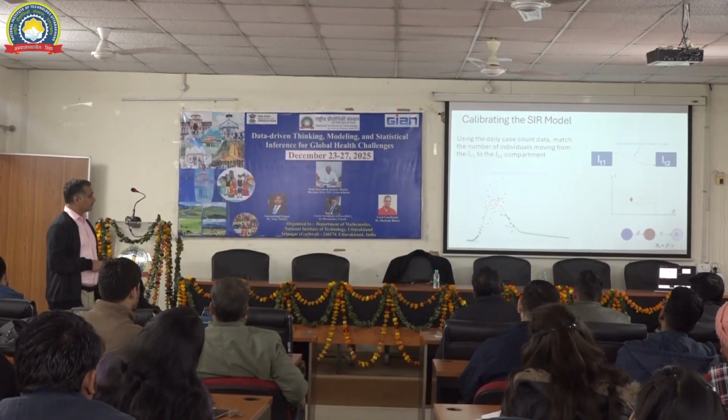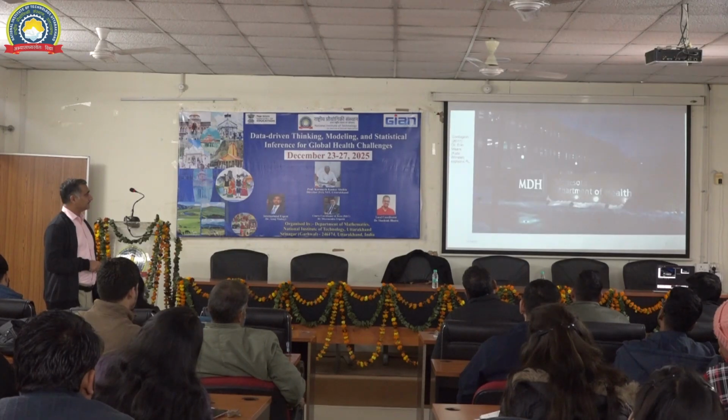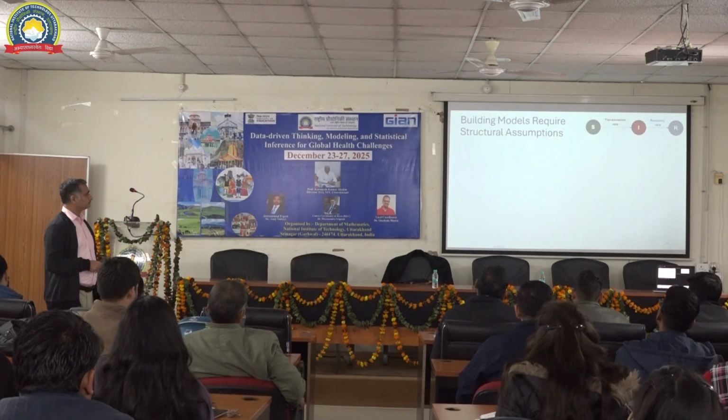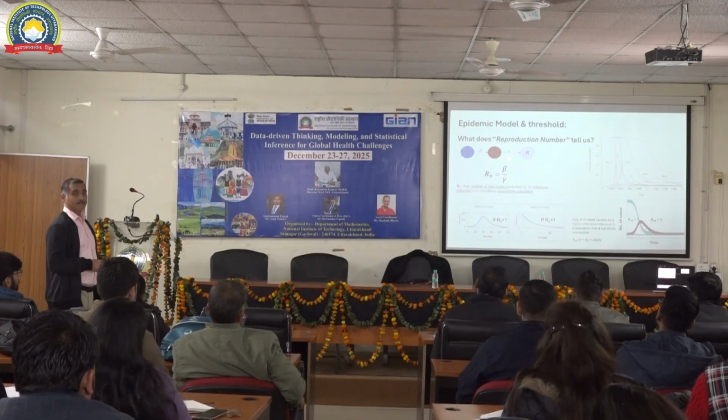So your goal with the model is to choose beta and gamma. So basically, in this model, there are 2 parameters, beta and gamma, right?